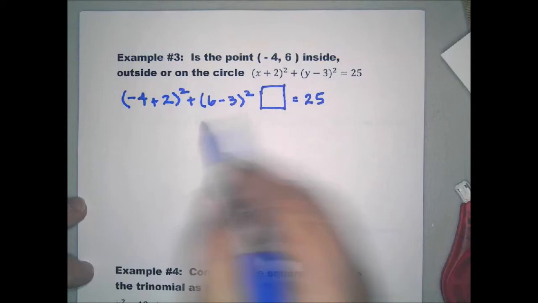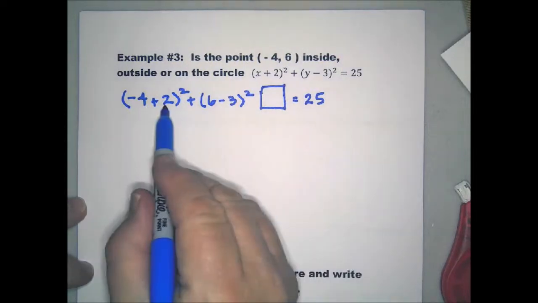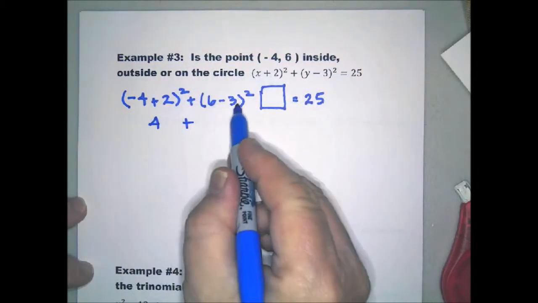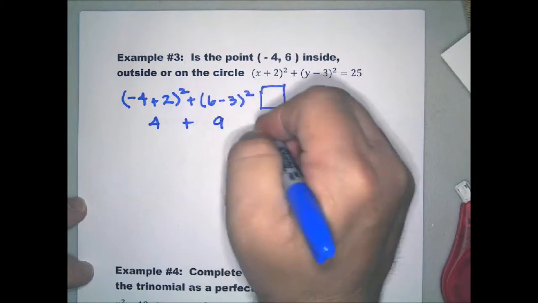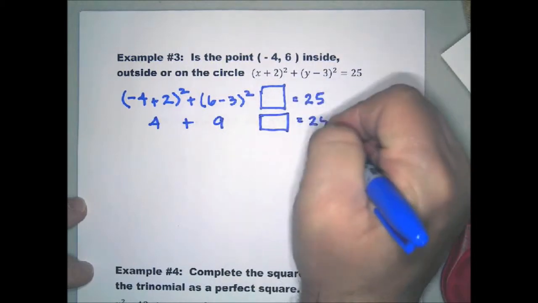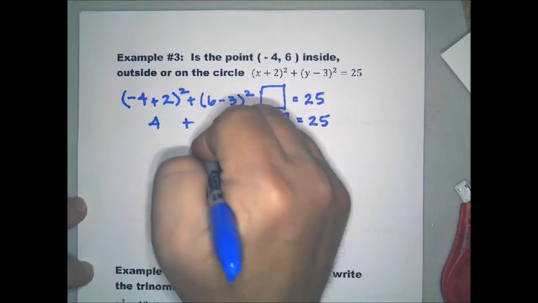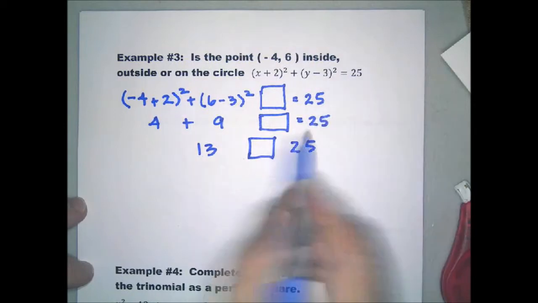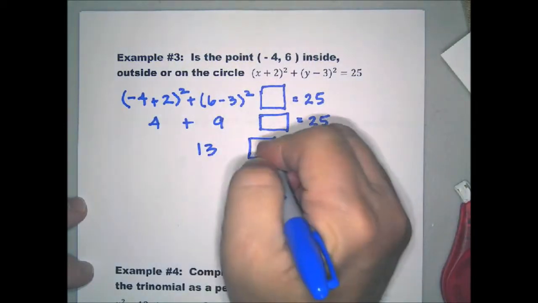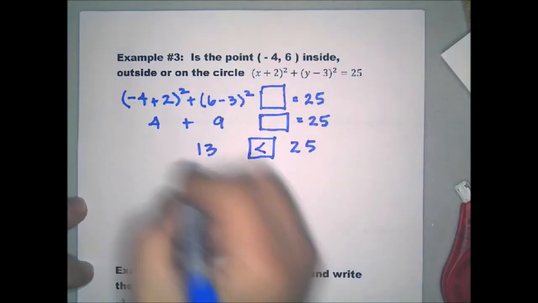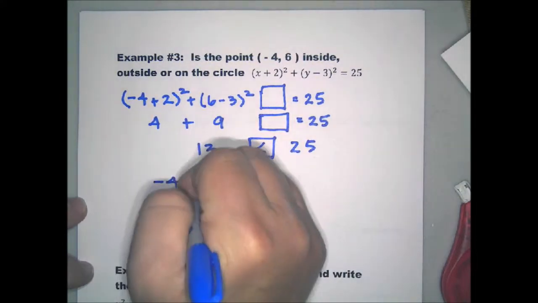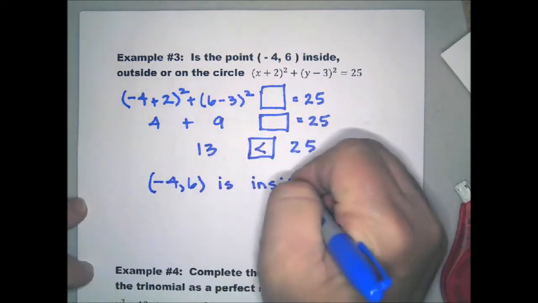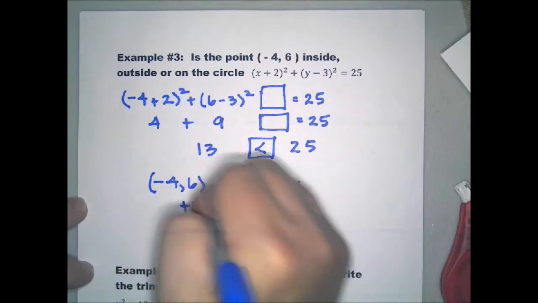Now we just start evaluating. -4 plus 2 is -2, and then when you square it, you get 4. 6 minus 3 is 3, but when you square it, you get 9. And what is that when you compare it to 25? 13. 13 is less than 25. So that means -4, 6 is inside this circle.